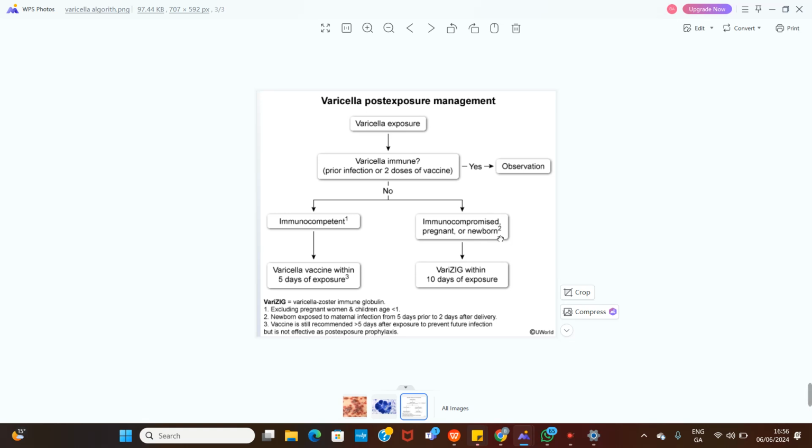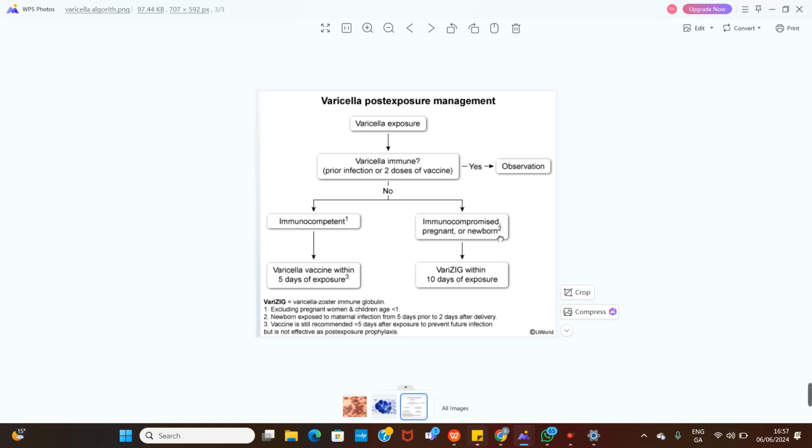You typically give it to a newborn that is exposed to maternal infection from 5 days prior to delivery to 2 days after delivery. So if you know that the mother has varicella infection, make sure you are giving that child the immunoglobulin within 5 days before delivery or 2 days after delivery, because within this time, that's when the child has a very high chance of contracting it from the mother, particularly when delivery is about to happen. So that's why you give it within that time.